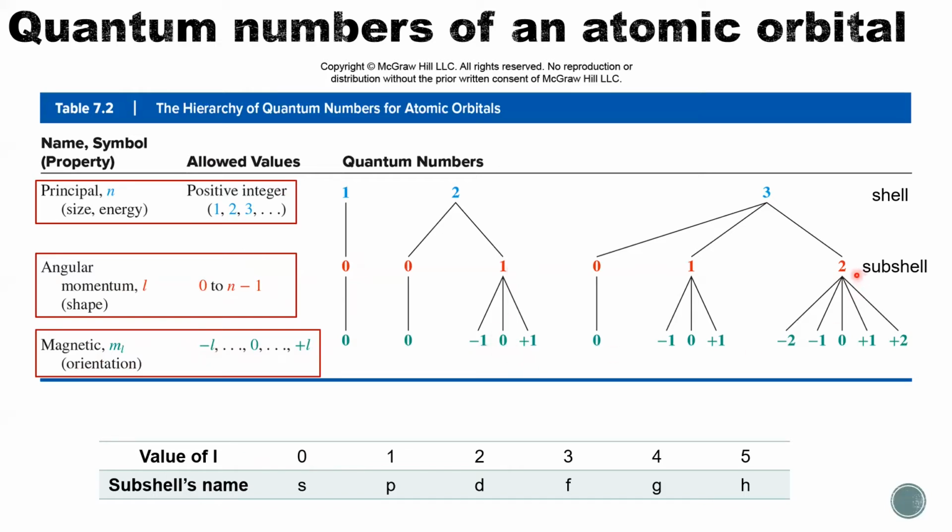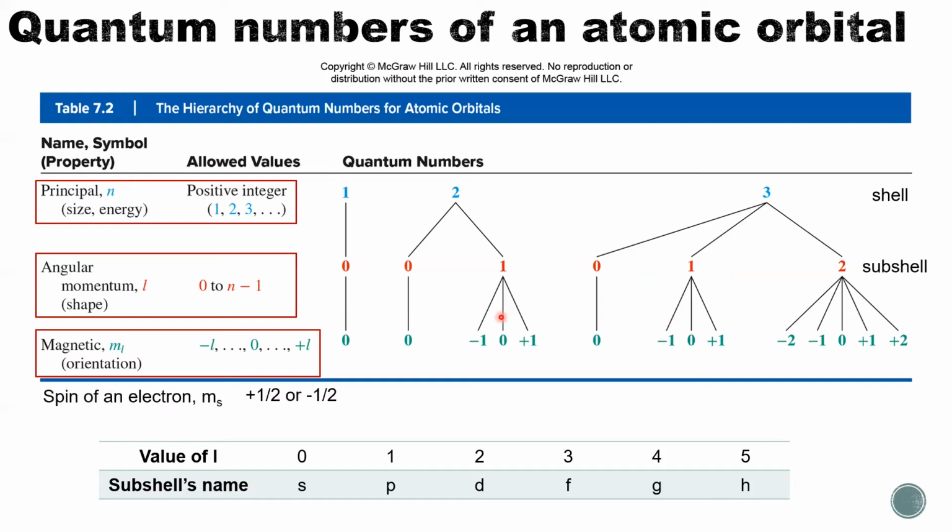When L equals 2, the magnetic quantum number can be -2, -1, 0, +1, +2. So on the right of this table 7.2, it lists all the possible quantum numbers with principal quantum number 1, 2, and 3. So it's like a tree. There's another quantum number it does not mention in table 7.2, and I think it's worth mentioning here.